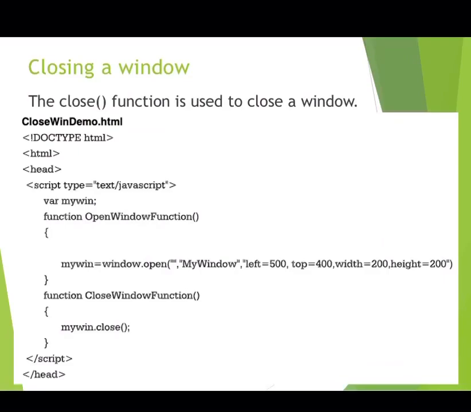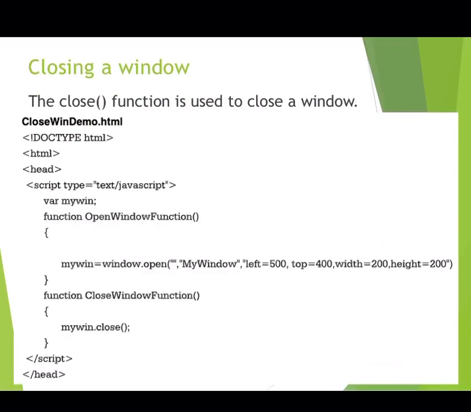So the first function is the open window function. In this function we are going to open a new window. So myWin is equal to window.open. In brackets we will give a blank URL, the name of the window is myWindow, the left and top attributes of the window we have set to 500 and 400, then width and height we have set to 200. Okay, so close the function. So this function will open a new window.